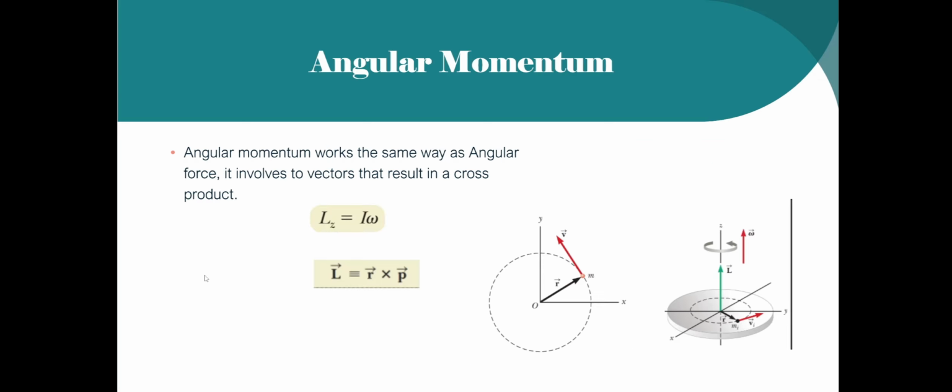Back on angular momentum, the whole point of this lecture on angular momentum. It works the same way as angular force. It involves two vectors that result in the cross product. Okay, so if we think of momentum, which was p is equal to m times v, if we put it fully in angular terms, we get a new term for angular momentum, which is called L. Instead of mass, we're going to substitute I. Instead of v, we're going to substitute omega. So you see how we do the substitution for all angular versus all linear. p equals mv turns into L equals I omega.